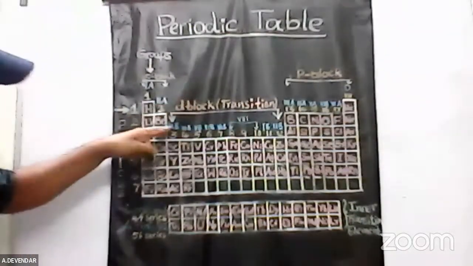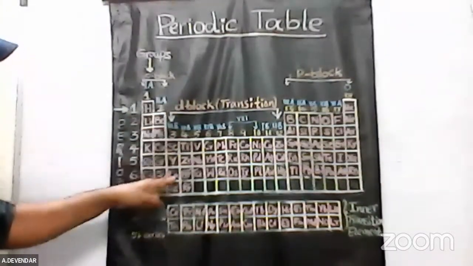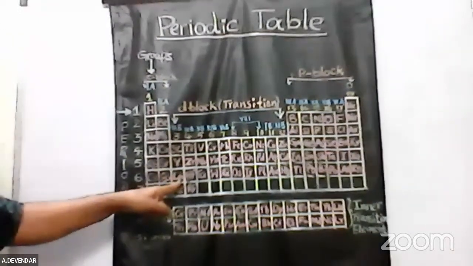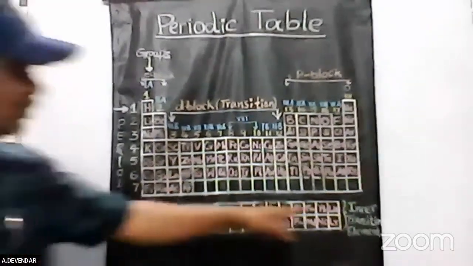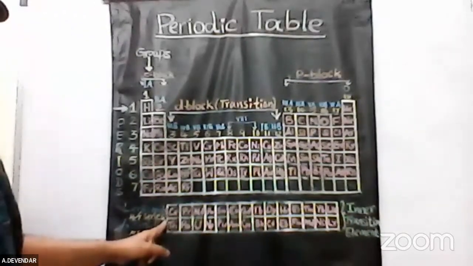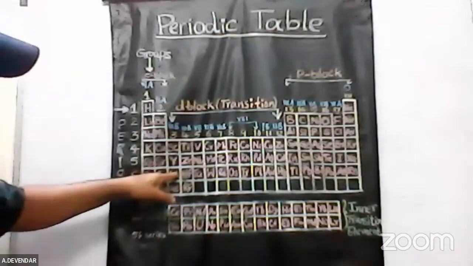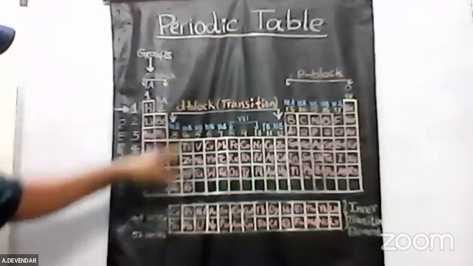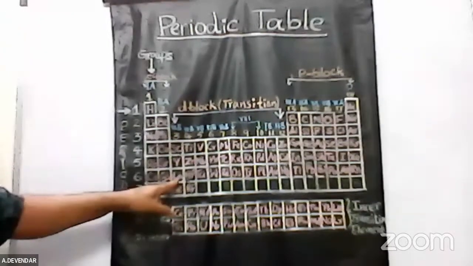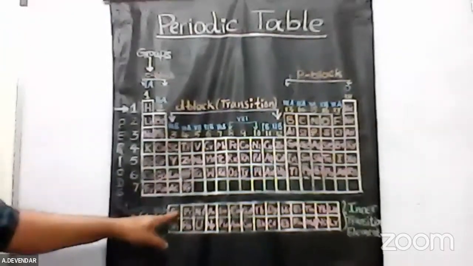Now coming to the third B group elements: scandium, yttrium, lanthanum, actinium. At lanthanum, 14 elements are arranged, that means cerium to lutetium. Cerium to lutetium is called the 4f block elements. They belong in the third B group only, but I can't arrange 14 elements in one place, so I am keeping them at the bottom of the periodic table.